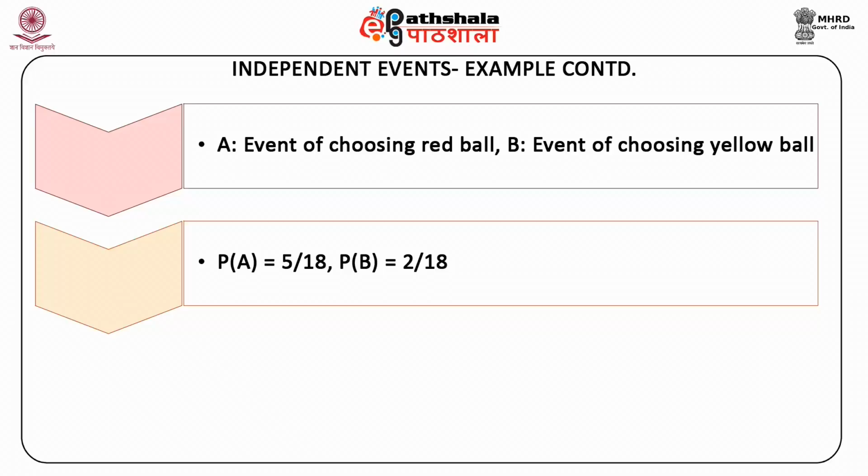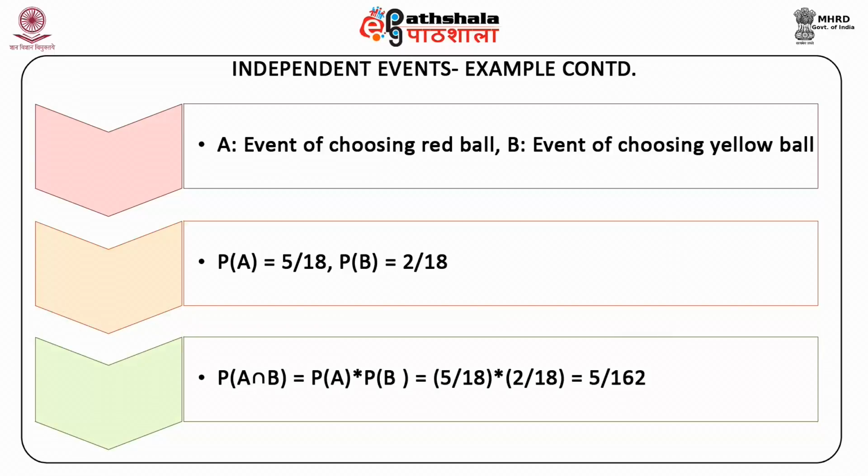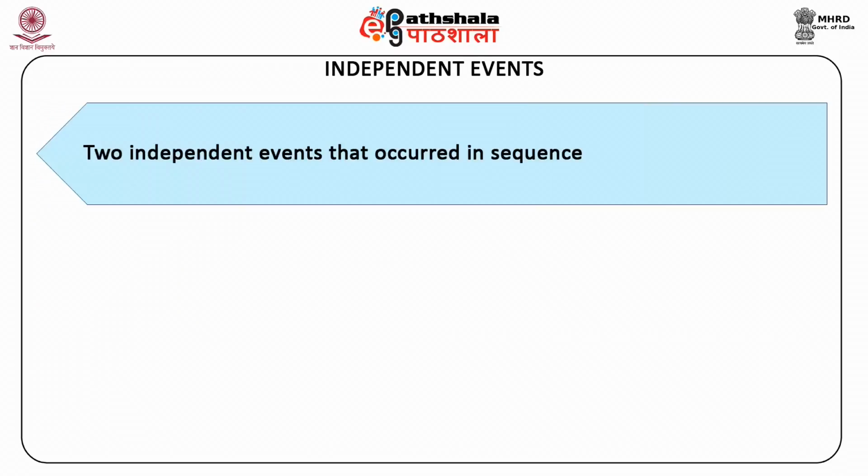Since A and B are independent events, their joint probability is the product of their individual probabilities, that is, P of A intersection B is equal to P(A) into P(B), which is equal to 5 by 18 into 2 by 18, which is further equal to 5 upon 162. The experiment involved two independent events that occurred in sequence. There was replacement of the first item before choosing the second item. This replacement was needed in order to make the two events independent.